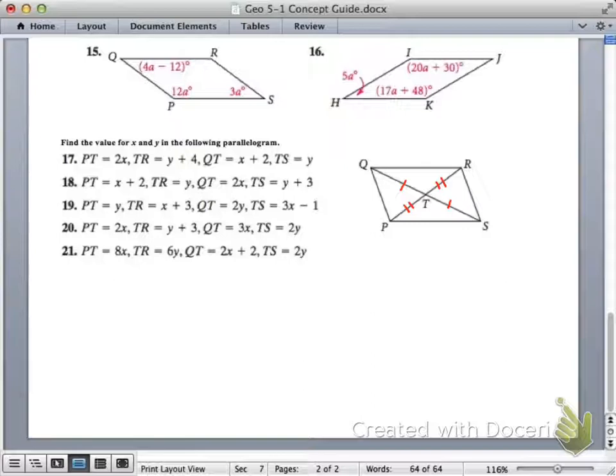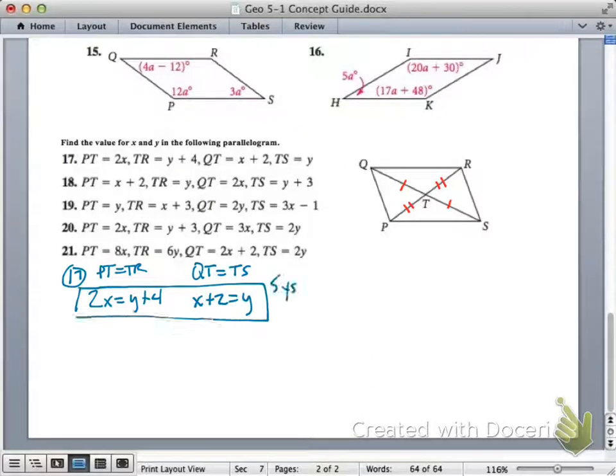Now, what makes the questions that we're about to do difficult has nothing to do with parallelograms and geometry and everything to do with algebra. Let's dig in here. All the questions you're going to do for me are not going to be like this, but these 5 are. So let's work on them. Number 17. Well, first of all, PT is congruent with TR because it's a bisected diagonal, so we can set 2x is equal to y plus 4, and then we can do the same thing with QT and TS. X plus 2 is equal to y.